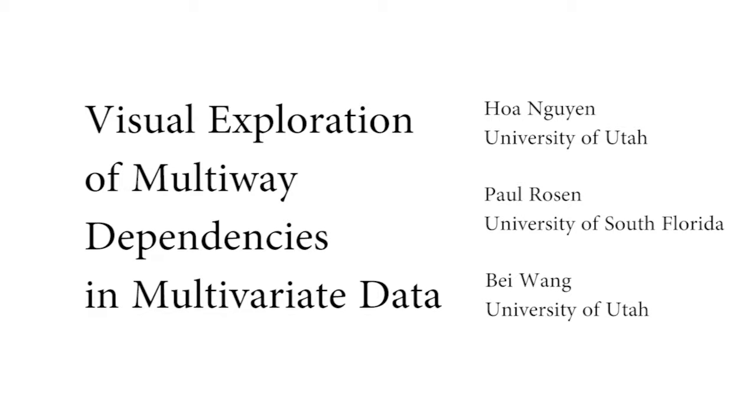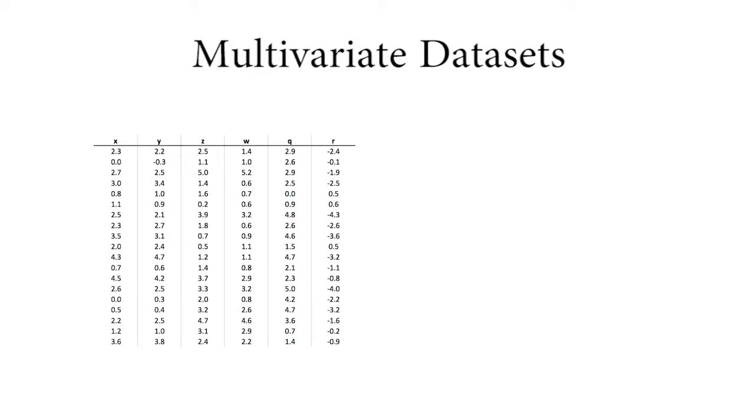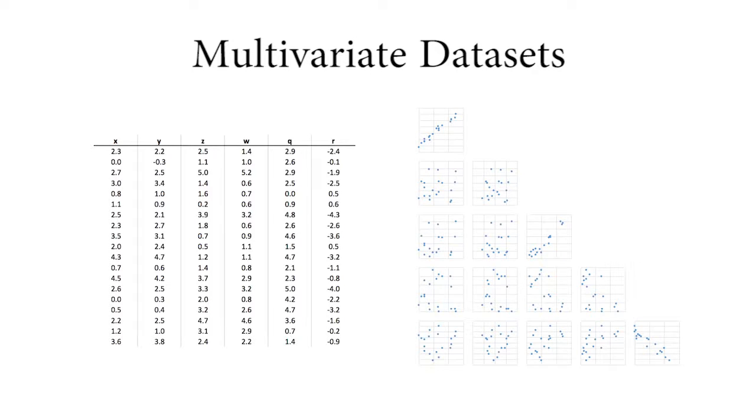Analyzing dependencies within multivariate data is an important and challenging problem when the number of variables is high or multiway dependencies are of interest. For example, given the synthetic dataset of 6 variables, a scatterplot matrix can be used to display all two-way dependencies. However, the number of scatterplots grows quickly as the number of variables increases. Furthermore, scatterplots only display two-way relationships.